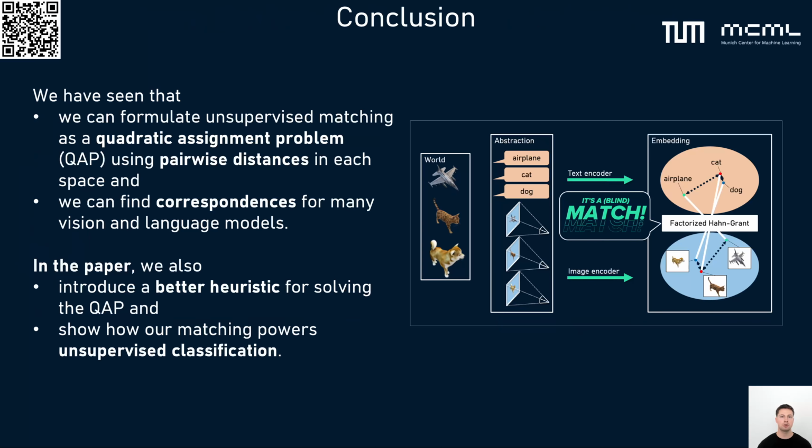So the main takeaway message is that unsupervised matching can be formulated as a quadratic assignment problem, and vision embeddings and language embeddings can already be matched without any supervision. And this is made possible by similarities in the pairwise distances in both spaces. You can find more information on our solver, the experiments, and how to use matching to power unsupervised classification in our paper. Thank you for your attention.